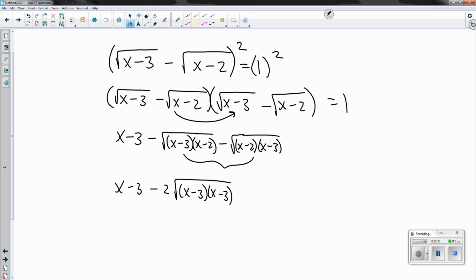And then when we multiply the last two terms for the last distribution, negative times a negative makes a positive. Square root of x minus 2 times the square root of x minus 2 is the square root of x minus 2 squared. So I'm just going to get plus x minus 2 equals 1.